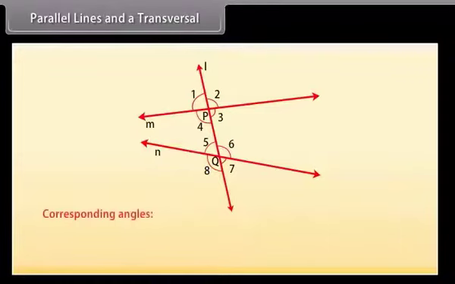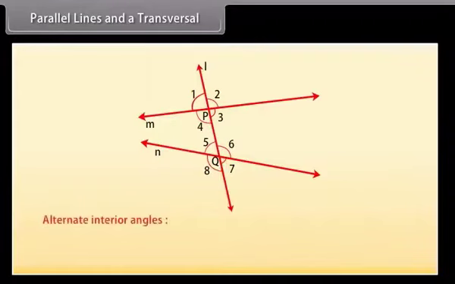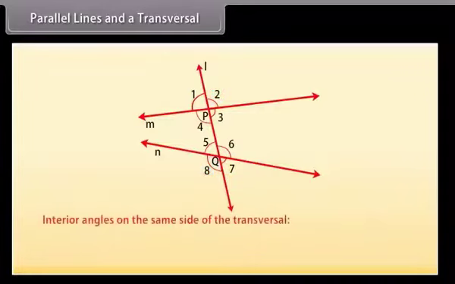First is corresponding angles. These are angle 1 and angle 5, angle 2 and angle 6, angle 4 and angle 8, angle 3 and angle 7. Second is alternate interior angles. Those are angle 4 and angle 6, angle 3 and angle 5. Then comes alternate exterior angles, and they are angle 1 and angle 7, angle 2 and angle 8. Next is interior angles on the same side of the transversal. These are angle 4 and angle 5, angle 3 and angle 6.